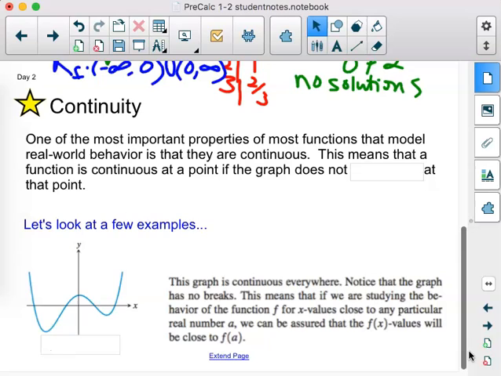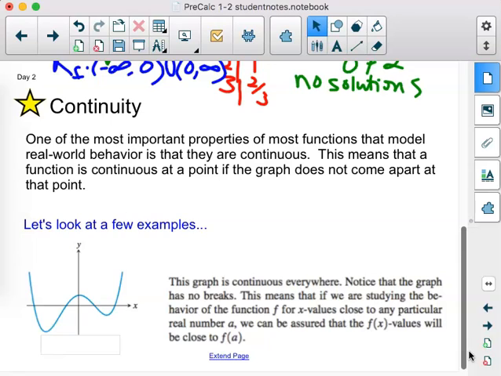We're also going to discuss continuity as one of our objectives. And it says one of the most important properties of most functions that model real-world behavior is that they are continuous. In order to perform certain calculus operations, we have to have a continuous function. So we want to work with those, and if they're not continuous, we sometimes work really hard to figure out how we could explain it as a continuous function so that we can do the math. This means that a function is continuous at a point if the graph does not come apart at that point.